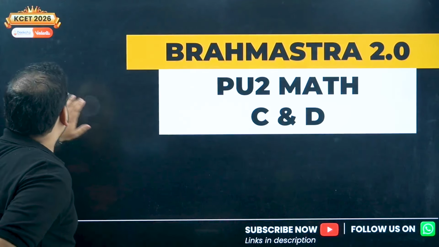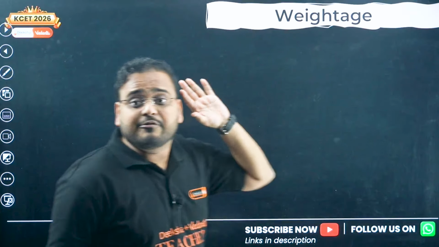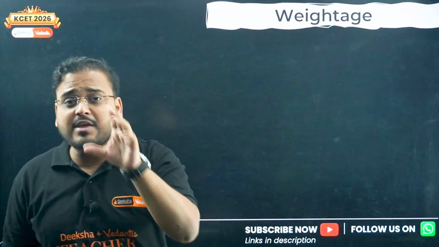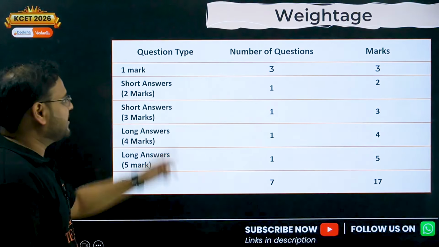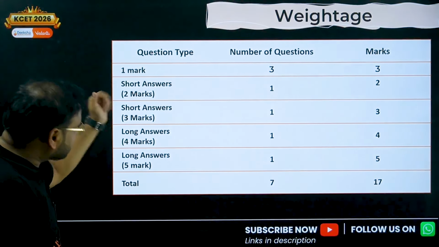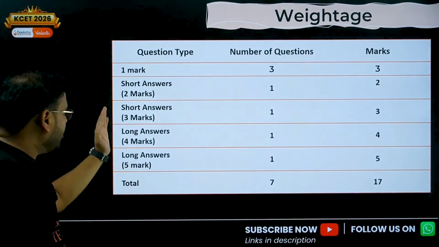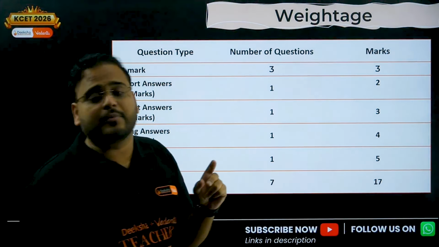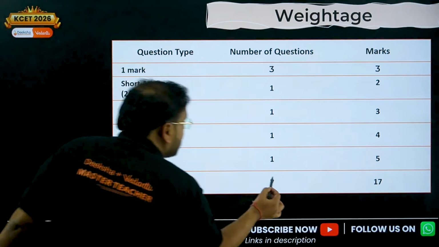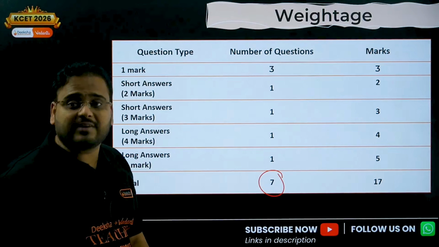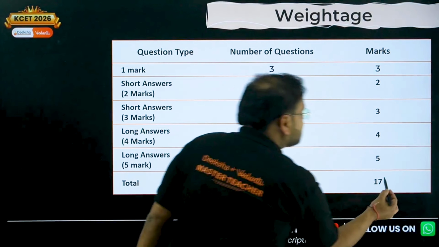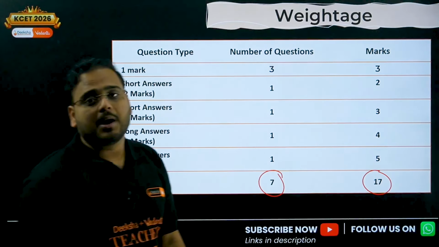Okay, so let's start from our blueprint. What is the weightage of this particular chapter, which is very important? Have a look. Check this out. We have 1 marker, short answer 2 marker, short answer 3 marker, long answer 4 marker and 5 marker from here, which becomes exactly 7 questions, and the weightage becomes 17 marks from this particular chapter.